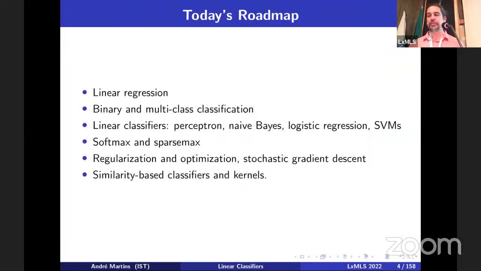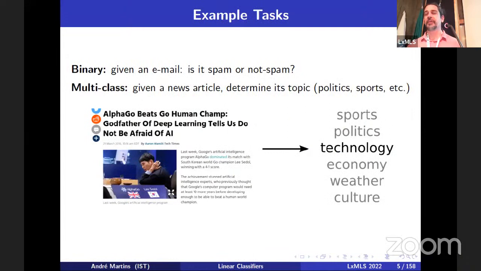Okay, so this is the roadmap for today. I'm going to start by talking about linear regression. Then I'm going to cover binary and multi-class classification. We are going to cover some well-known linear classifiers, such as the Perceptron, the naive Bayes algorithm, logistic regression, SVMs. I'm going to talk a little bit about softmax and sparsemax. And then we are going to talk about regularization, a little bit about optimization, about the stochastic gradient descent algorithm. And if time permits, I will briefly talk about similarity-based classifiers and kernels. And by the way, feel free to interrupt me with questions anytime.